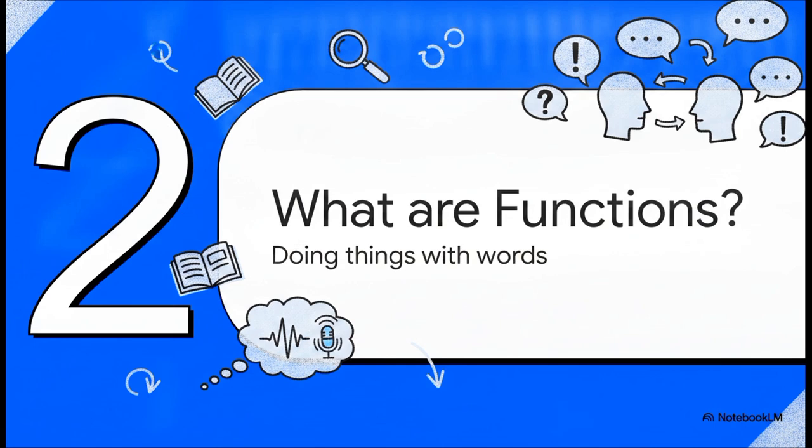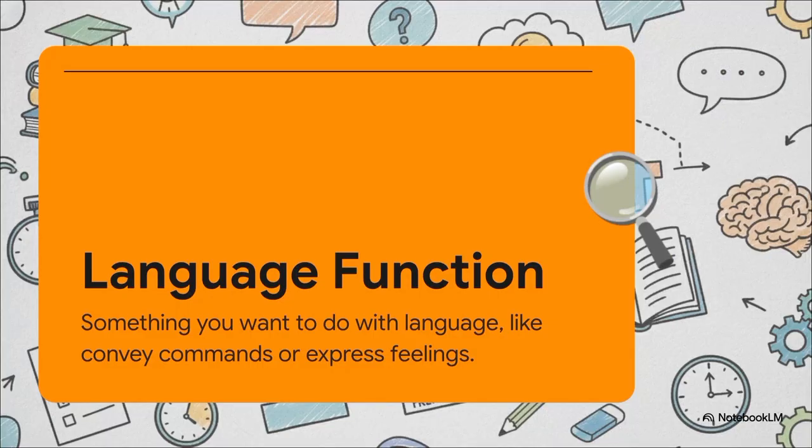Moving right along to Section 2. What are language functions? To truly master a language, you have to understand functions. A language function, put very simply, is something you want to do with language. It's the underlying engine driving your speech. Sure, the primary function of language is to give factual information, but it's also there to convey essential commands, express your deep feelings, or share your emotions. Literally every utterance has a mission.